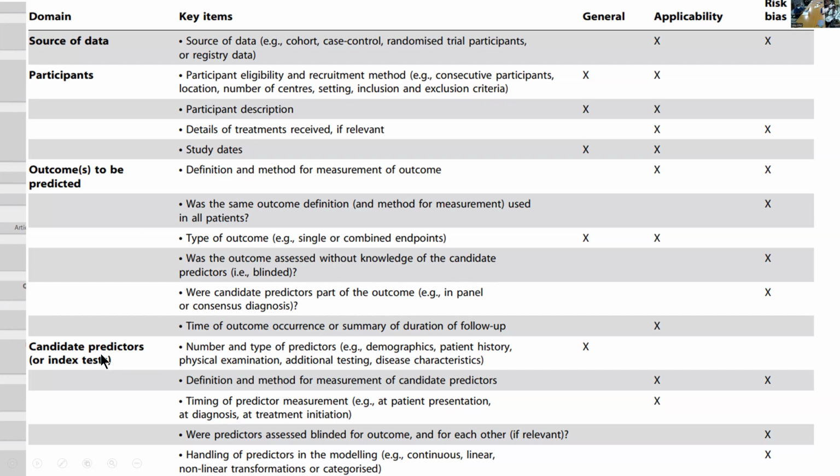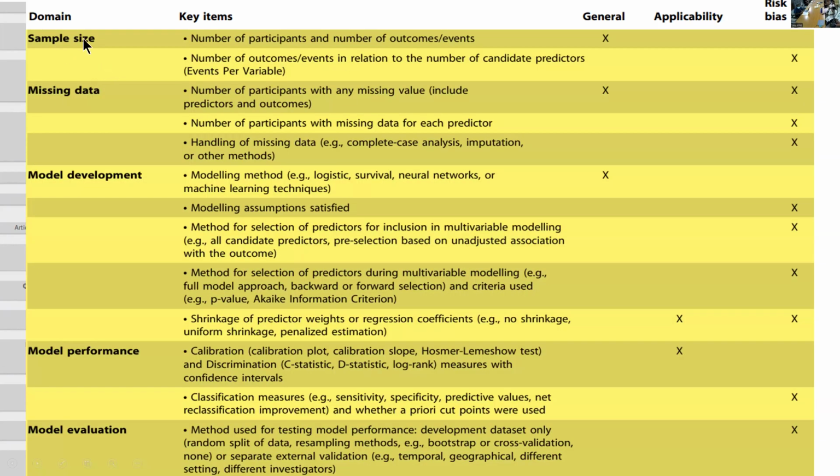Then the candidate risk factors. These are the predictor factors. You combine many index factors and they become a single model. So what are those candidate predictor factors? Sample size. Each model should mention the sample size: how many patients they followed up to make the model. Missing data. And how did they handle missing data?